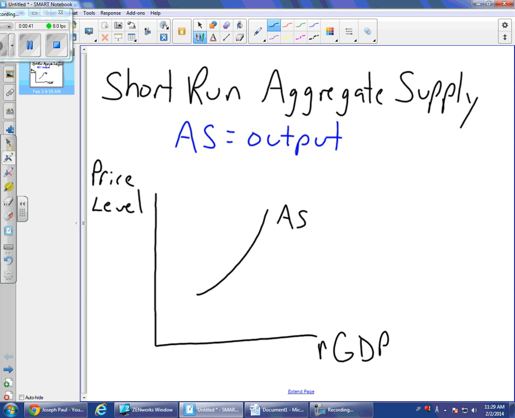In this normal or intermediate phase, businesses can make more output, but in doing so will create an increase in the price level. This is due to the fact that businesses will likely have to bid to obtain some of the resources, the land, labor, and capital they need to increase production.